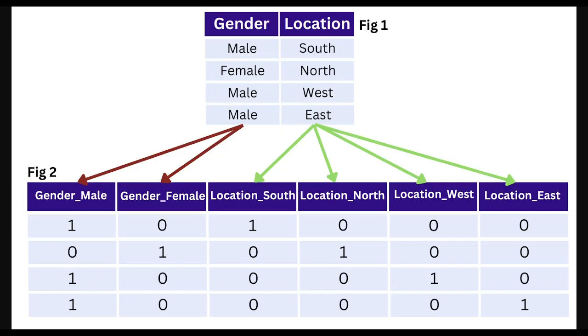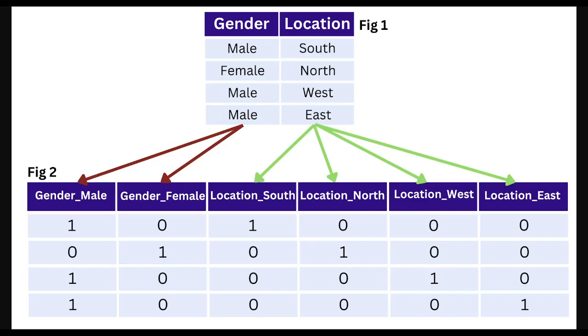Now take a look at the second row, the original value is north, and similarly in figure 2 you can see the value 1 is present in the location north column, while the other three columns have the value 0. So wherever you see 1, you can easily interpret that this particular row belongs to that category. Now take a look at figure 2.